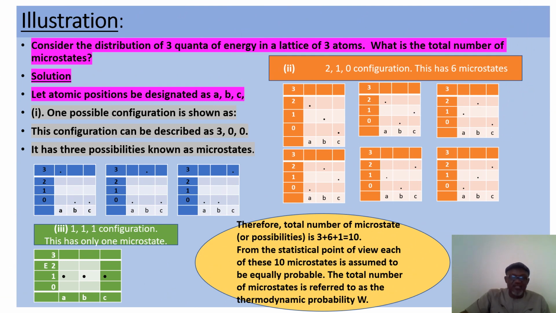Now we'll use this as an illustration. Consider the distribution of 3 quanta of energy in a lattice of 3 atoms. What is the total number of microstates?